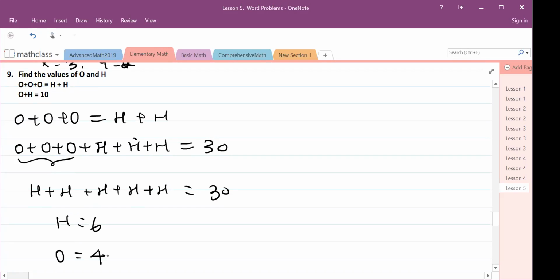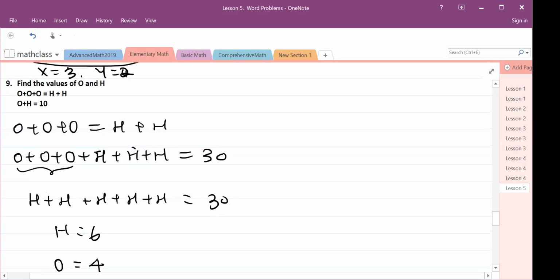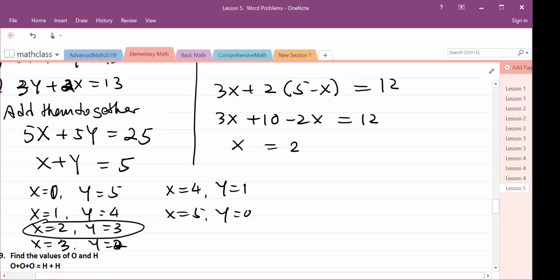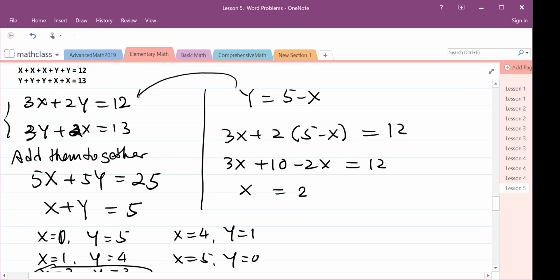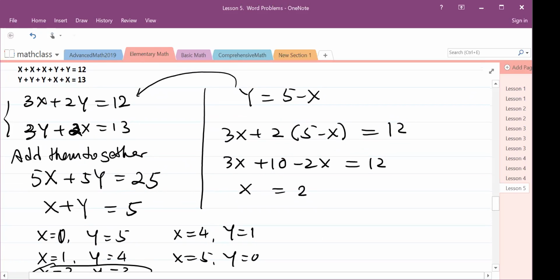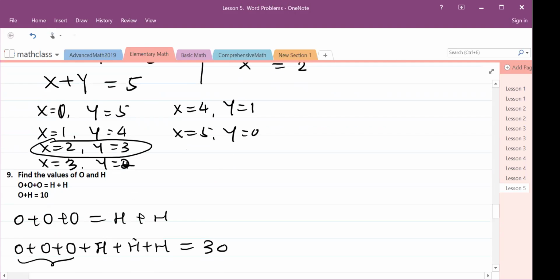Maybe the same idea we can use for the previous problem. If you look at the previous problem and you don't use substitution, you can get x plus y equals 5, then triple it, take 3 times the equation, and then do subtraction. Oh well, it's a different problem. So let's move on to the next one.